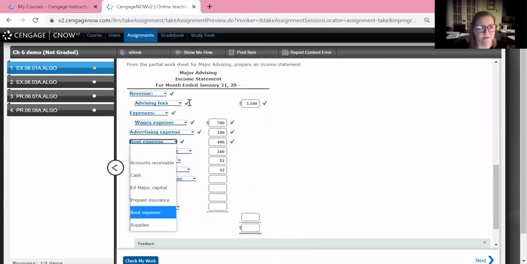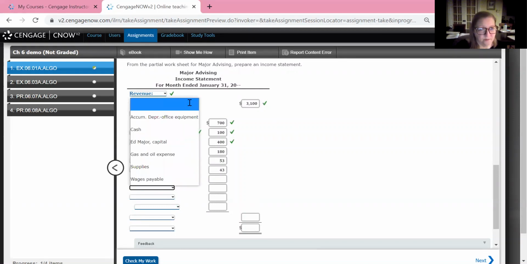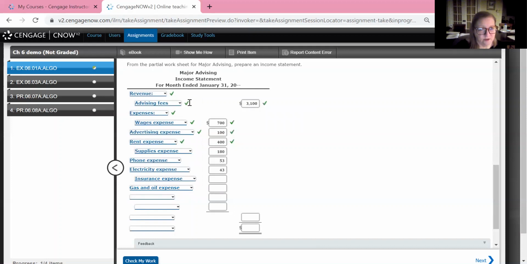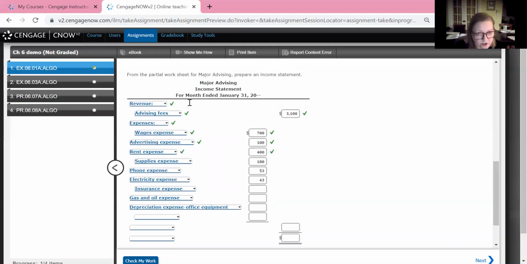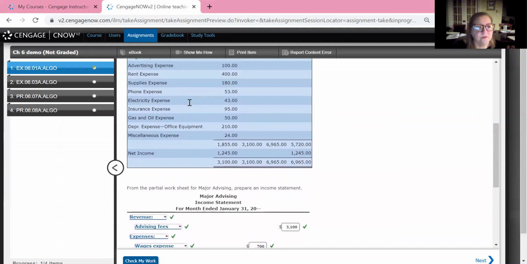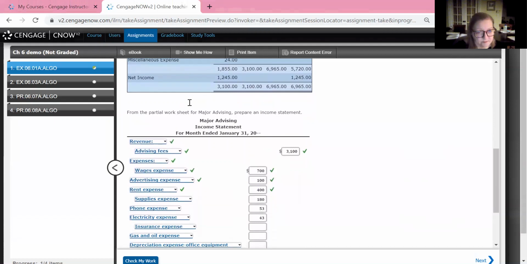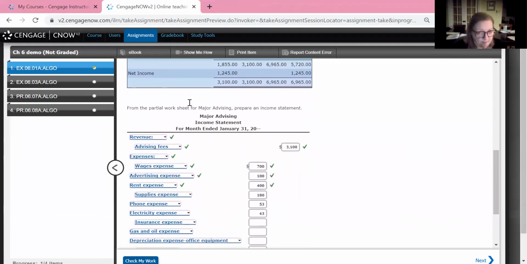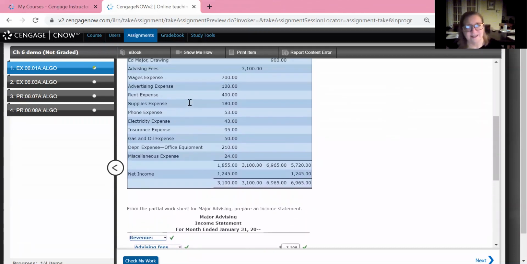Insurance expense. Where did you go? What? How did I do that? I touched the wrong thing. Gas and oil is the second one. And depreciation expense is the last one. Okay. Insurance, gas and oil, and depreciation. Yes. I got to make sure I didn't change something about the others while I was clicking around there. I didn't. I was using my hand instead of the mouse.